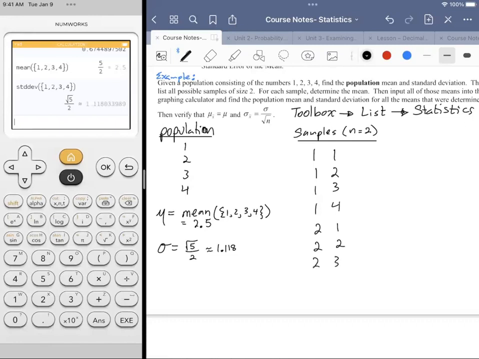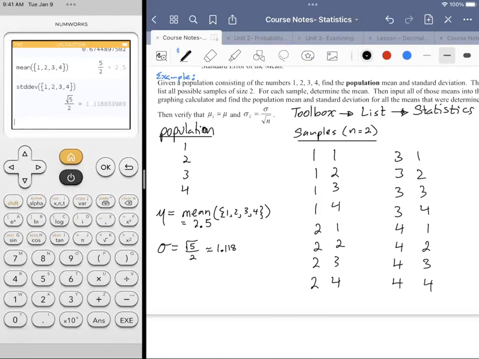So 2 and 3, 2 and 4, 3 and 1. Oops, too close. Looks like a 31. 3 and 2, 3 and 3, 3 and 4, 4 and 1, 4 and 2, 4 and 3, 4 and 4.